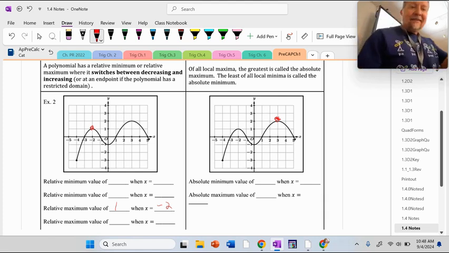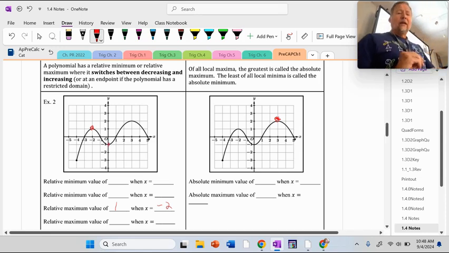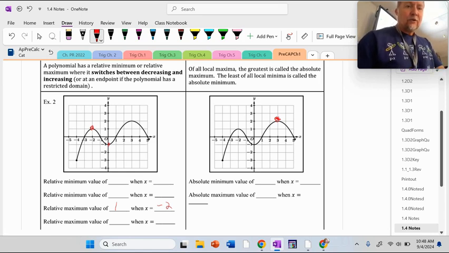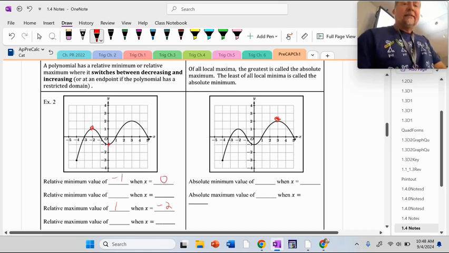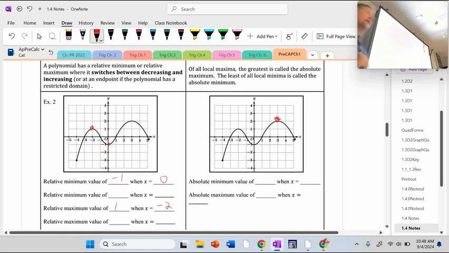And then right here, we have this too. We have a relative minimum, and you don't have to put these in any order here. It's just got some sentences here. Relative minimum value of -1 when x equals 0, right? So knowing that coordinate, it's coordinate language.